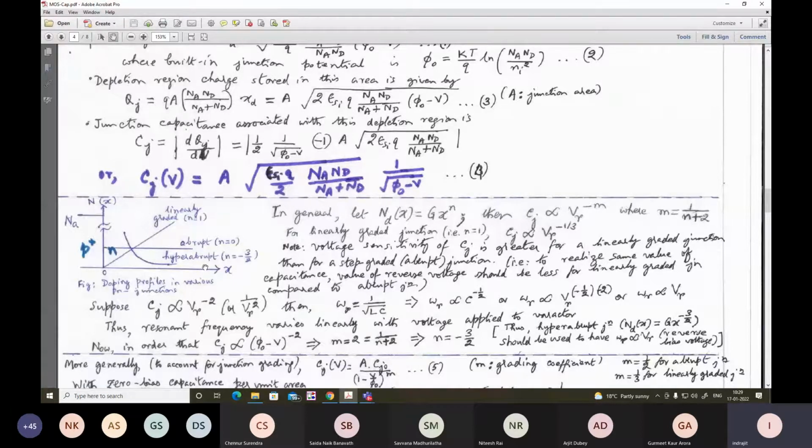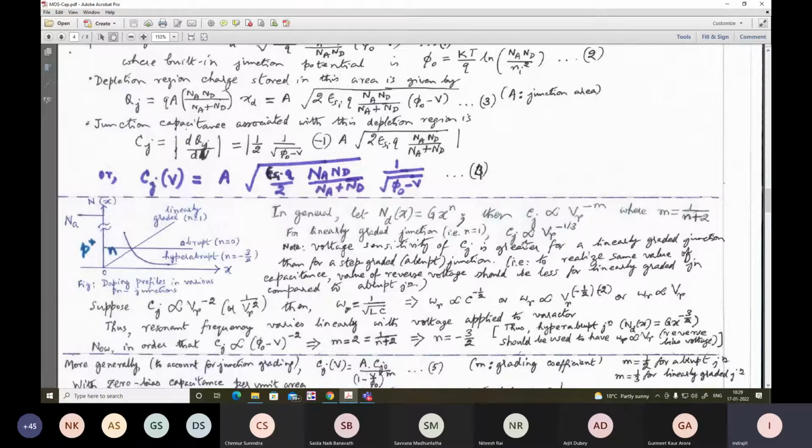Now, starting from the Poisson equation and various analyses, we can find that the junction capacitance associated with this PN junction will be proportional to 1 by Vr to the power m, where Vr is phi 0 minus V, the reverse bias potential, and m and n are related in this manner: m equals 1 by n plus 2. For a linearly graded junction, Cj is proportional to Vr to the power minus 1 by 3, and so on.